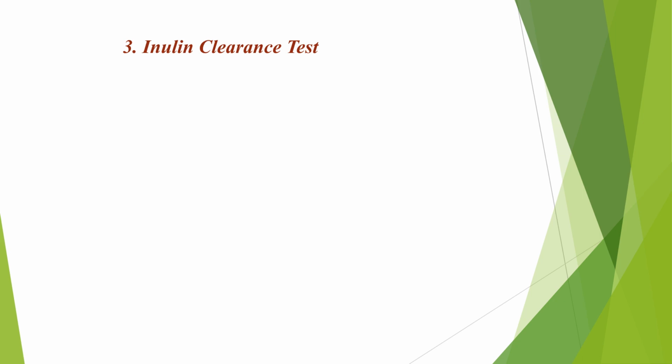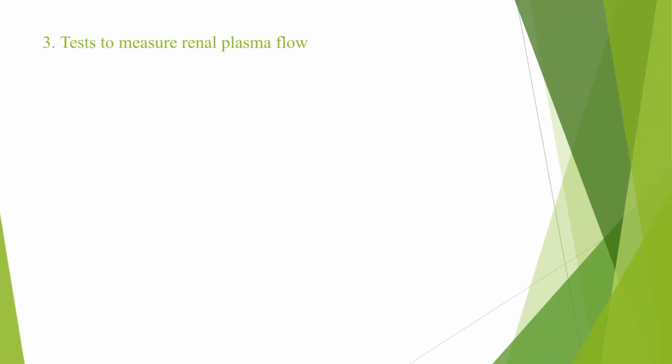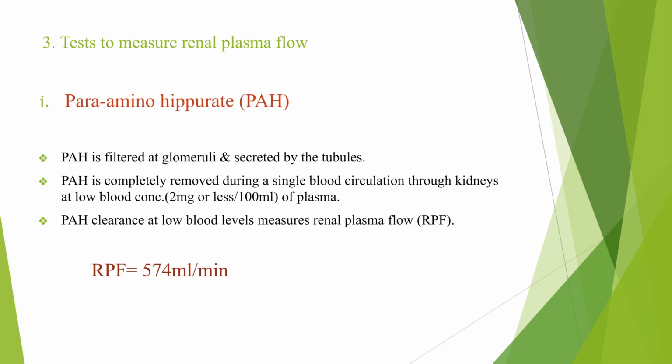The inulin clearance test uses inulin, which is neither reabsorbed nor secreted by renal tubules. Its clearance value equals the GFR, and it is administered intravenously to measure GFR, though it is not used in practice. Tests to measure renal plasma flow include using para-aminohippurate, or PAH.